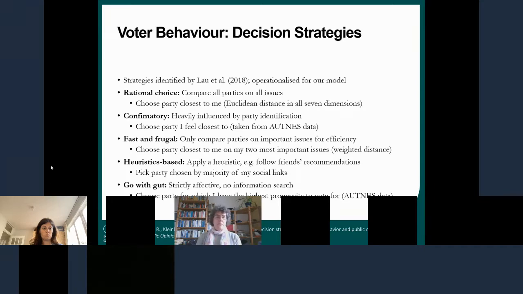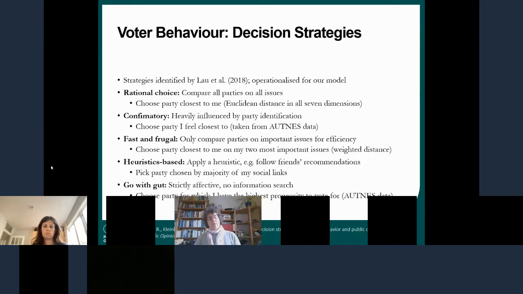There's another strategy, fast and frugal, that only compares parties on important issues, so it's more efficient. Voters don't go to all the lengths of comparing the parties on all issues, and we operationalize that as they choose the party that is closest to them only on their two most important issues, and we use a weighted distance there, so they weigh the distance with the importance they give this issue.